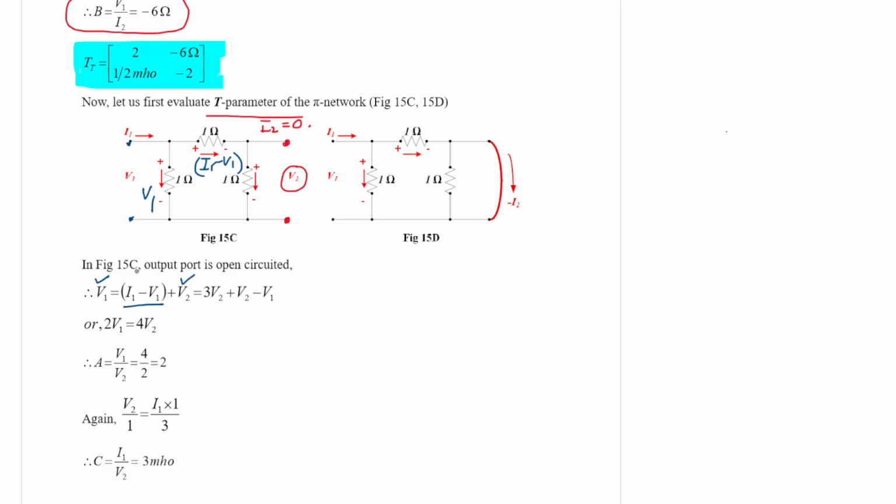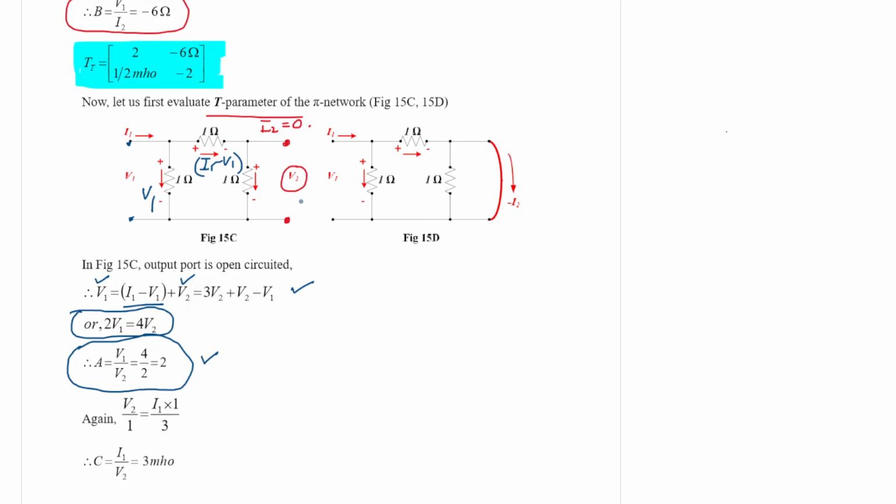So this term plus this V2 voltage appearing across the 1 ohm resistance. If you solve this, you will get 3V2 plus V2 minus V1. So with this we can say 2V1 is equal to 4V2. Therefore A is equal to V1 by V2, which is equal to 2. That is our first solution.